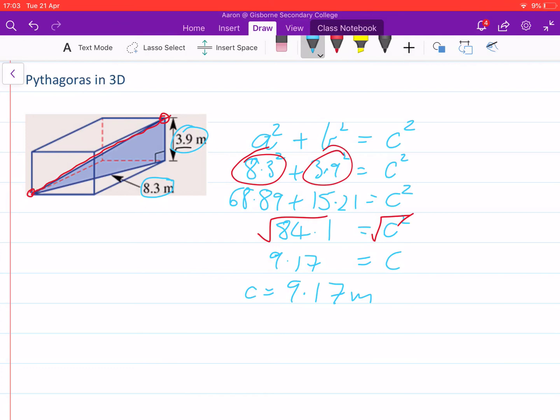And that's a quick look at finding the hypotenuse in a 3D Pythagoras problem.